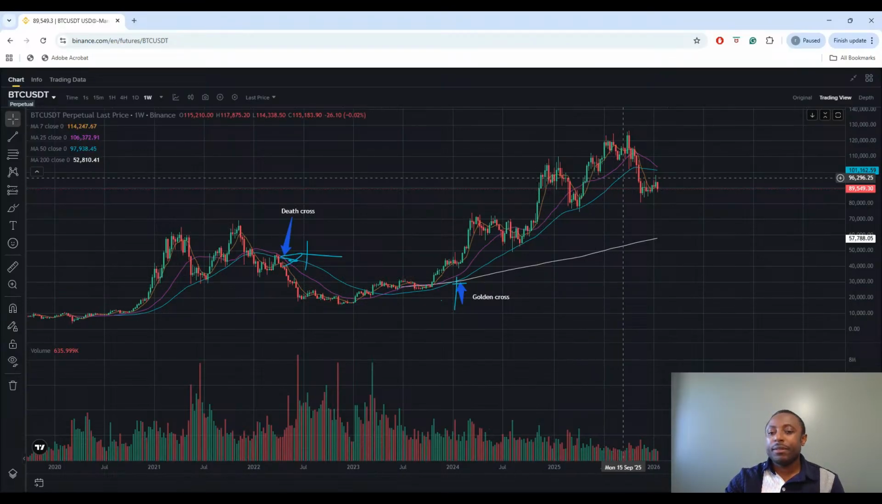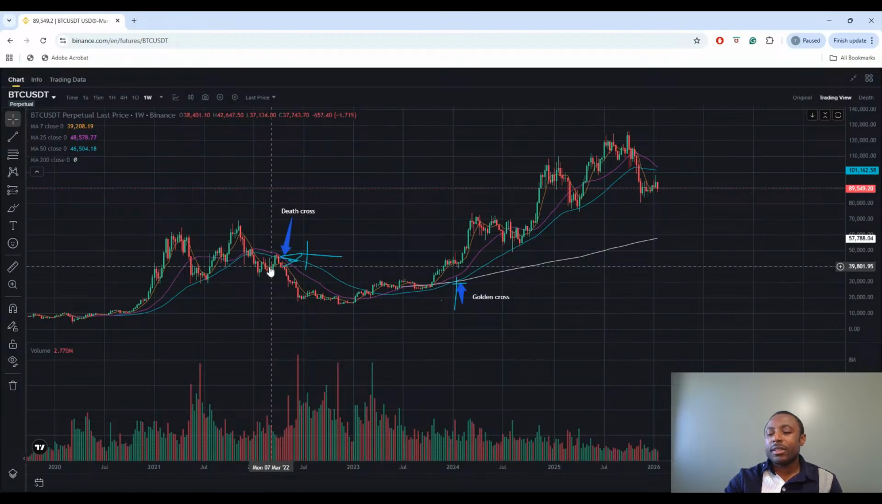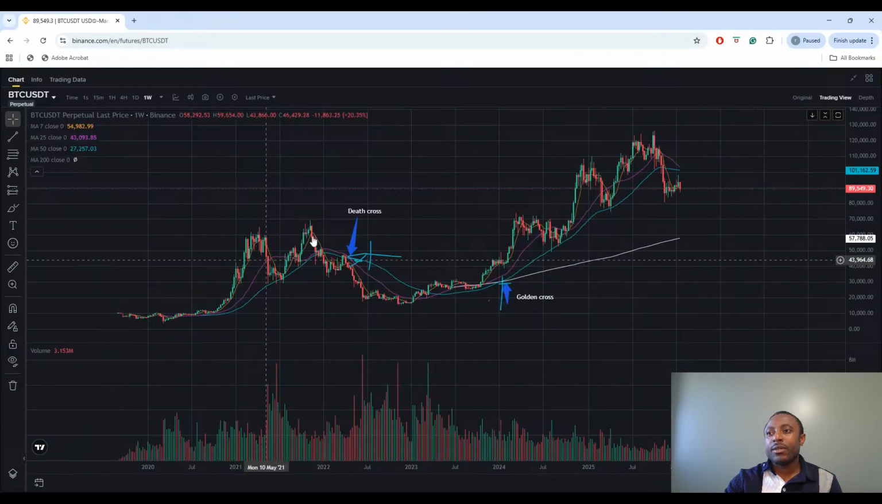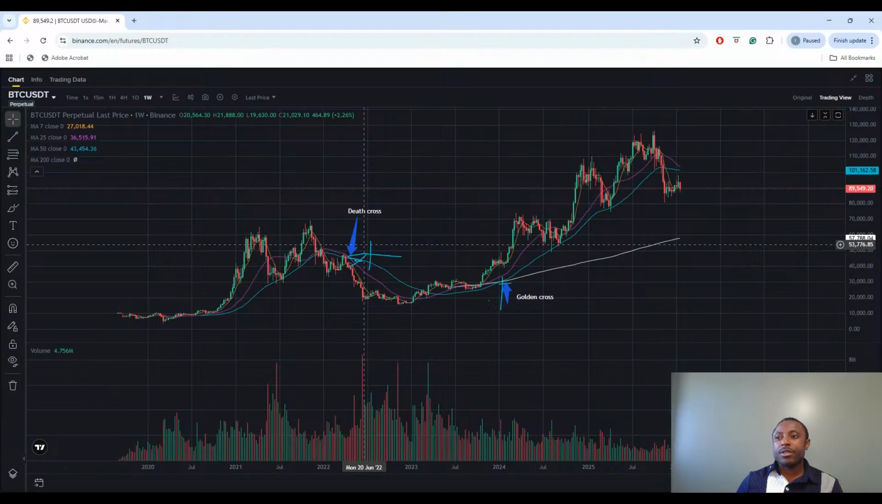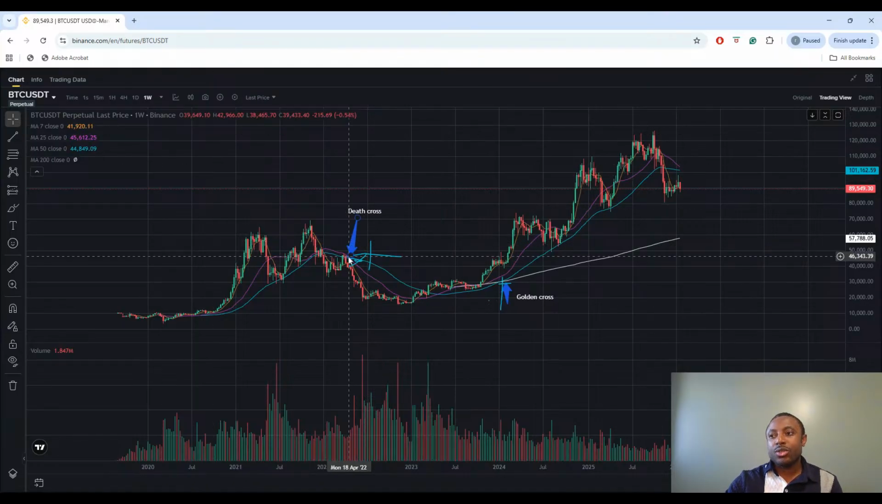So over here, if we look at the chart again, remember what we just learned about the dead cross, meaning there will be a period of continuous price drop. The moment the 50 moving average crosses below the 200 moving average, just like we saw here in April 2022. Can you see here? And of course, you know what happened.